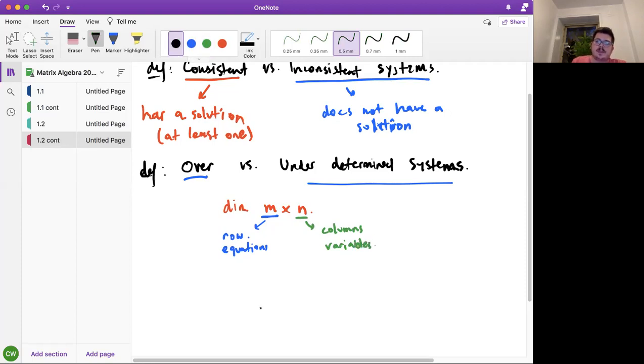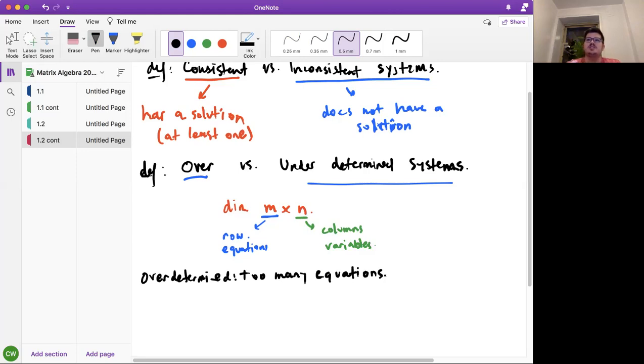Okay, so if something is called overdetermined, you could think of it as there's too many equations. If you think about the solution of a system, it depends on the equations that you have.